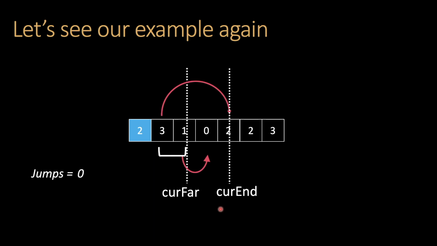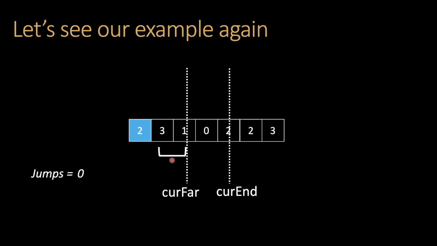Let me tell you again, from 2 I can reach maximum till 1 here. So this is our current far which we can reach standing at 2 position. Like I'm standing at 2, I can reach till here only, but I can go to any of these blocks, 3 or 1, and from there I can go max till here. So this is our current end position.